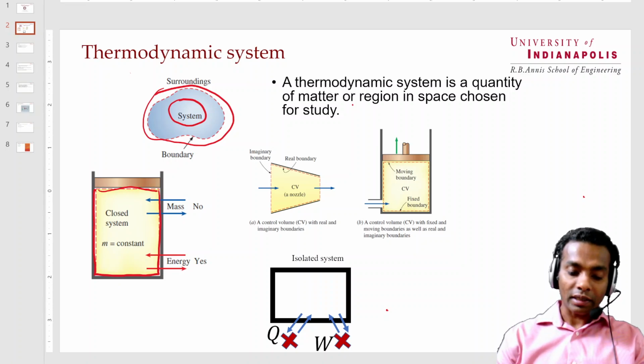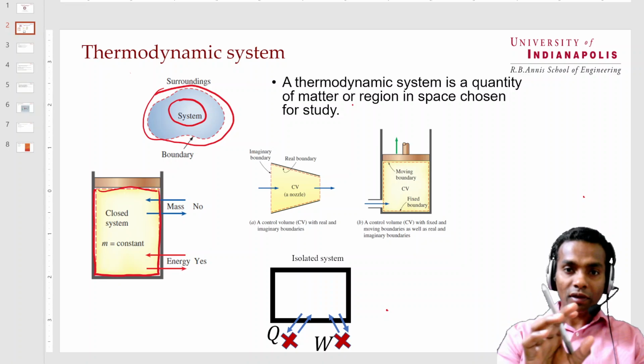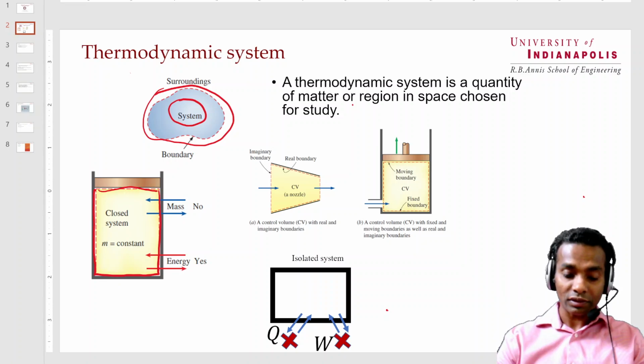And the other category is open systems. In open systems, the region is constant, right? If you can see that region is constant, or the volume is constant, but the mass can interact with the system as well as the heat and work.